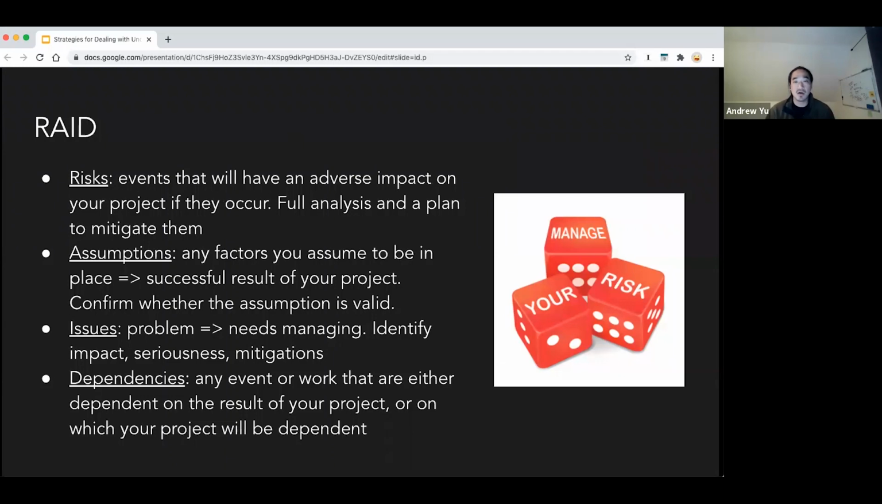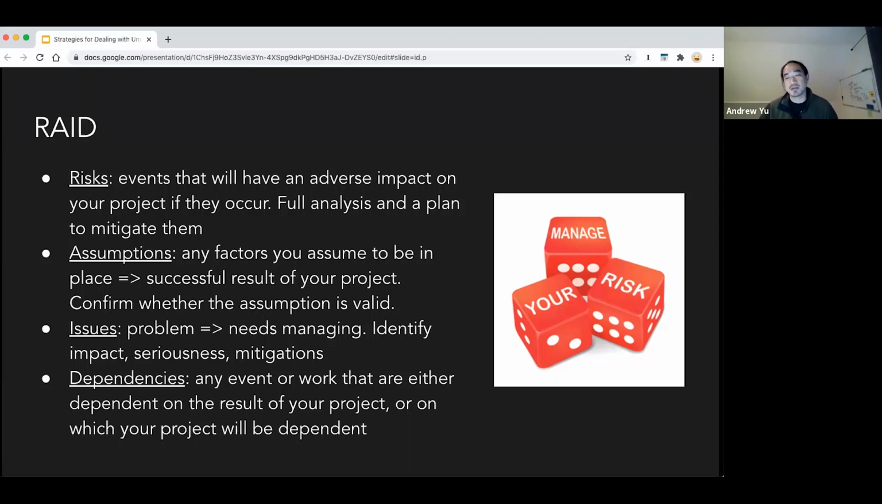So risks, it's pretty straightforward, right? It's events that will have an adverse impact on your project. So an example of this could be that maybe even though we did some impact sizing for an initiative, there's still a risk that it might not give us the impact that we expected, because you just never know. Honestly, you never know with user behavior sometimes. So there's a risk there.